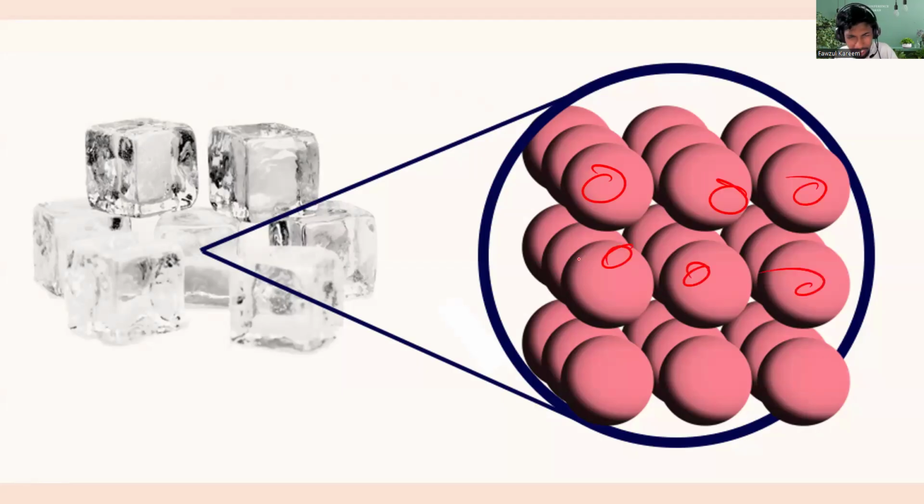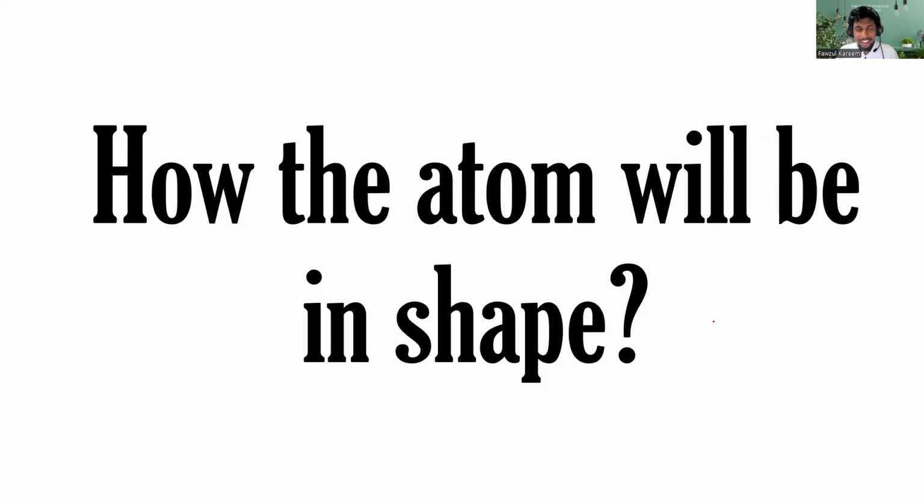If you don't know the term molecule, just leave it. Then you can say atoms are made up of atoms. Then what will be the shape of the atom? In the previous images, the atom was a spherical shape, right? A ball shape. Is it correct?